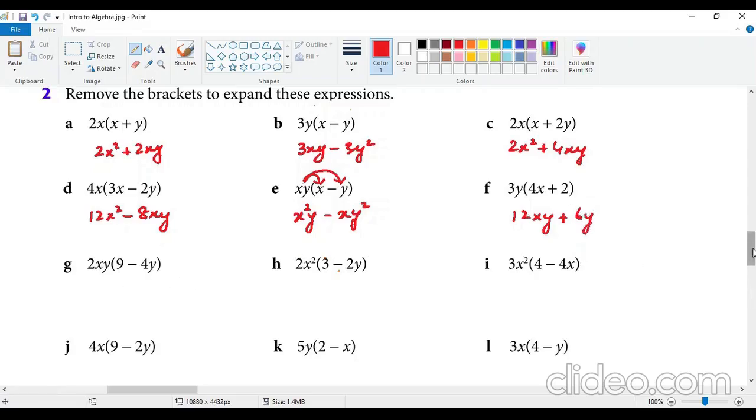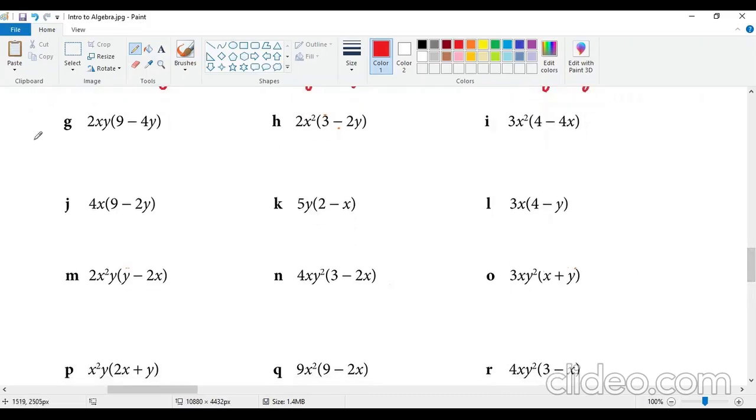Moving on to the next, this will give you 18xy minus 8xy square. Just reminding you, if I make a mistake, just let me know in the comment section. This will give you 6x square minus 2 times 2 is a 4, x square and y. This gives you 12x square minus 12x cube. This will give you 36x minus 8xy as an answer.